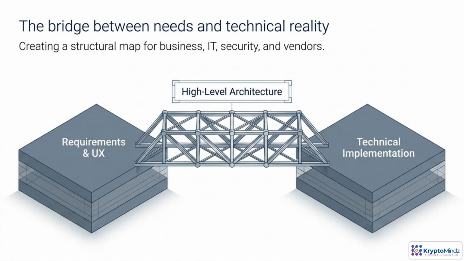High-level architecture is the bridge between what we need and how we'll build it. Here, we decide which main components are required and how they interact, without yet choosing specific technologies. It turns business, UX, and regulatory inputs into a shared structural map that guides IT, security, and vendors toward implementation.